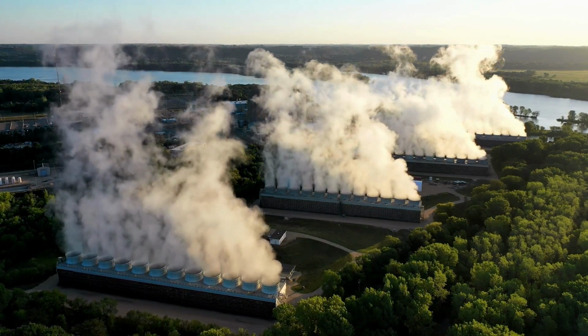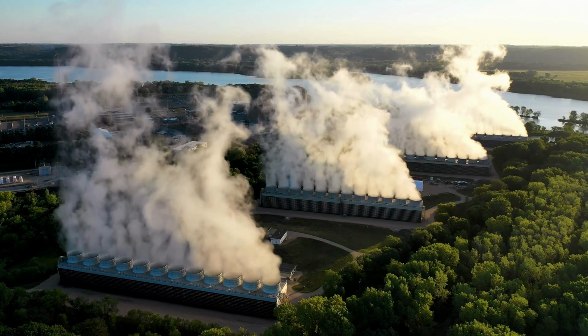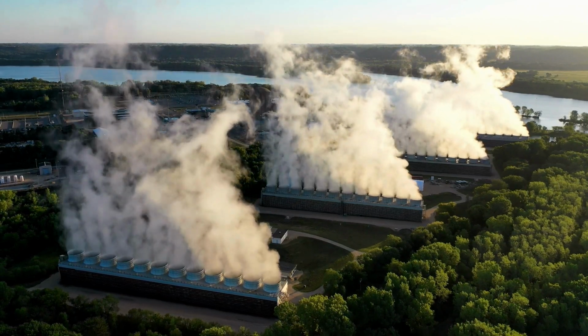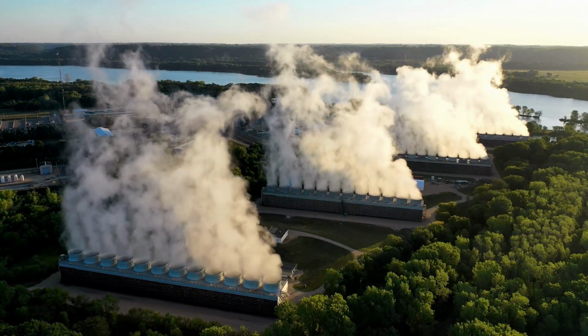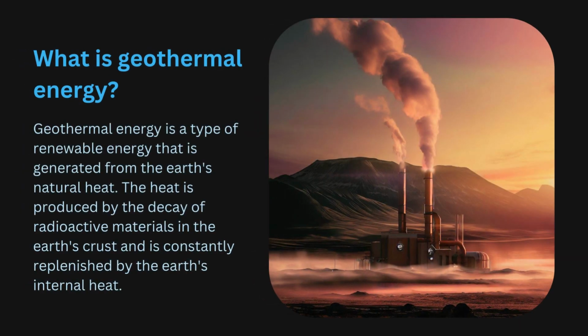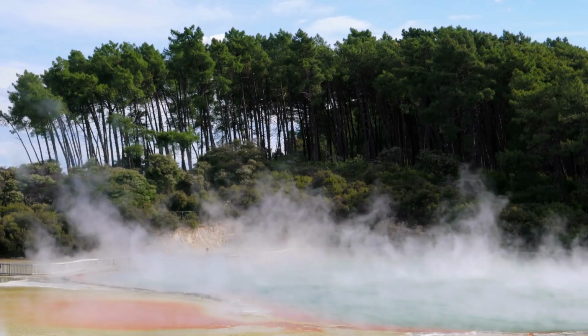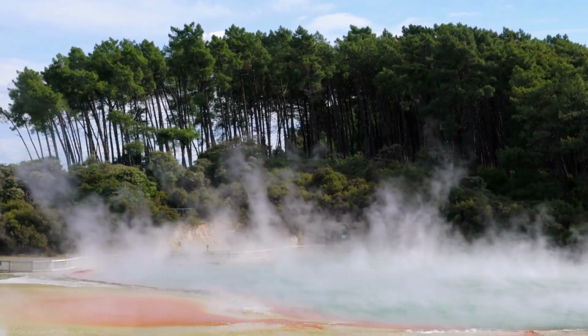There are two main types of geothermal energy: shallow geothermal energy and deep geothermal energy. Shallow geothermal energy is obtained from the uppermost layer of the Earth's crust, up to 100 meters deep. It is used primarily for heating and cooling buildings. Deep geothermal energy, on the other hand, is obtained from reservoirs located several kilometers beneath the Earth's surface. It is used for electricity generation.